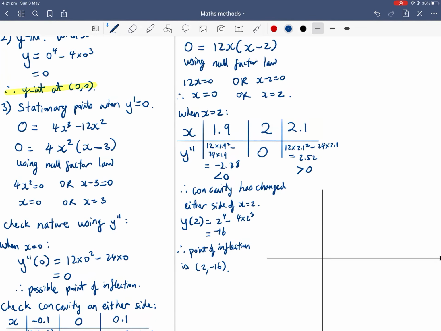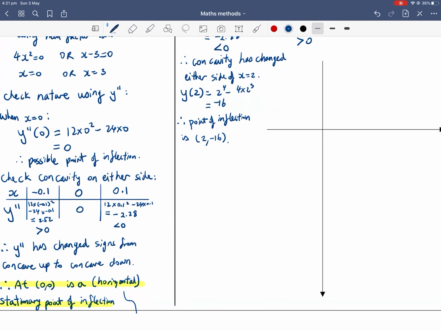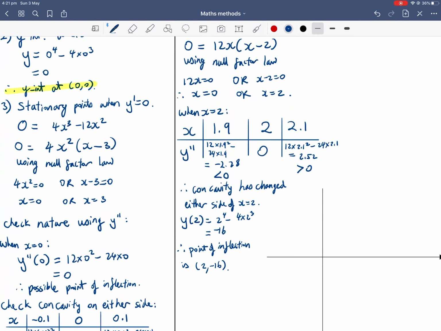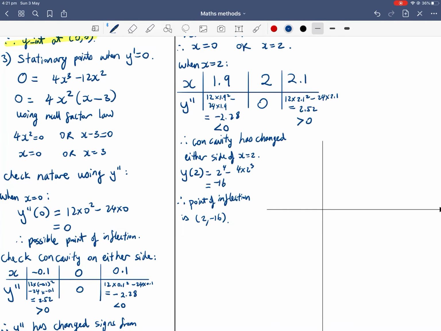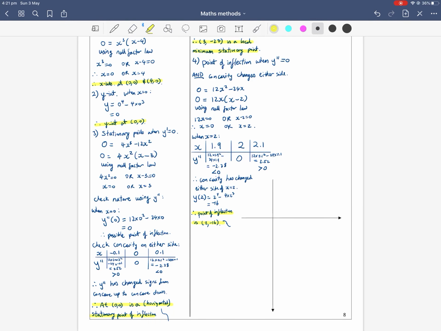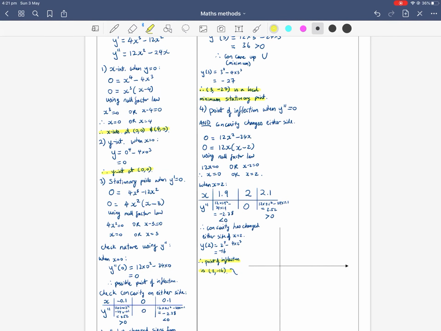And it's not a stationary point of inflection, so it won't look like a flat part of it, but we do know it goes from a negative concavity to a positive concavity, so it's going from concave down to concave up. So we know it's going to look like that, but at that point of inflection it won't be flat. So that's another key point. So we know that a point of inflection is at 2, negative 16.